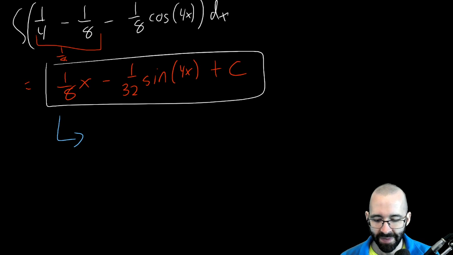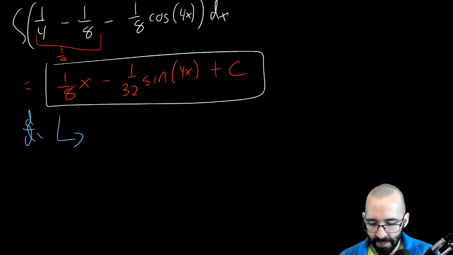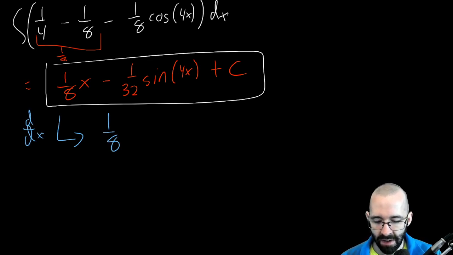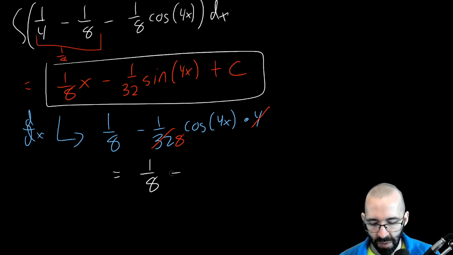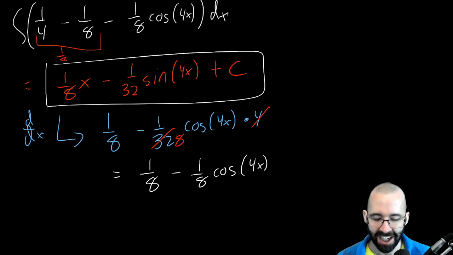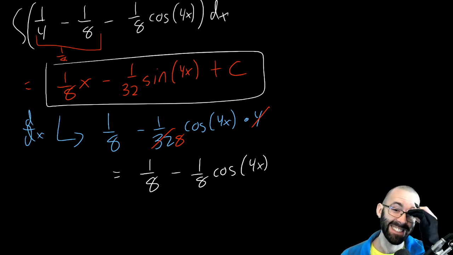Bye-bye. When we take the derivative, we're going to get 1/8 minus 1/32. Derivative of sine is cosine. Multiply by the inside. 4/32 is 1/8. So we get 1/8 minus 1/8 cosine of 4x. Oh, checking your answer here is really annoying, actually.